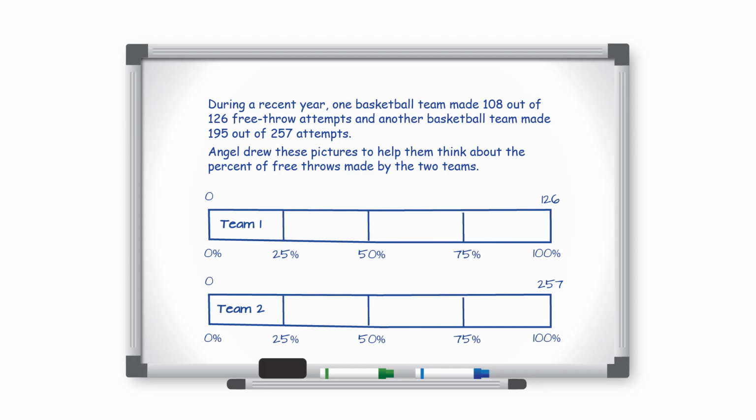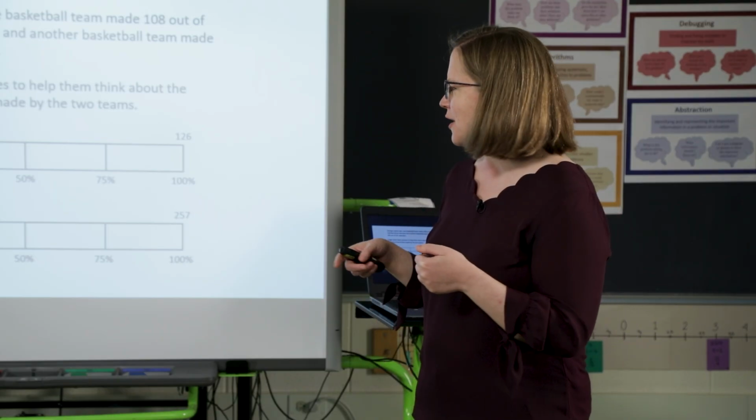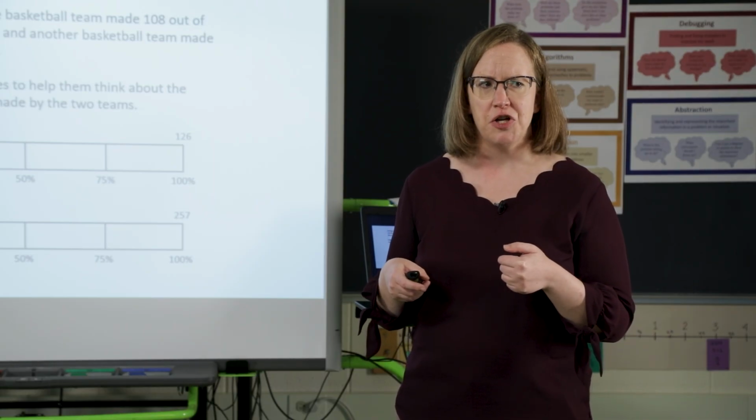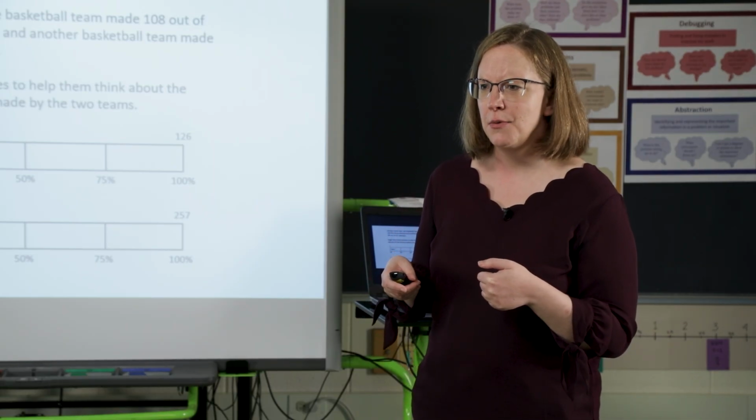So they both have 0, lined up with the 0%, that makes sense. But team 1 has 126 above the 100%, and team 2 has 257. What do those numbers mean in the problem? Yeah, it's the total number of attempts for each team. It's the out of number, right? So what do you think Angel was trying to do with these percent bars? Seems like he was trying to change those ratios to be a percent. Why would he want to do that?